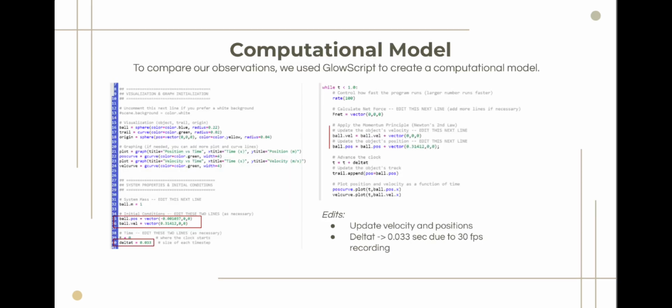To compare our observations, I then used GlowScript to create the computational model, and you can see the edits highlighted. I had to update the velocity and positions from the model code given, and you can see that box in red. We also had to update delta t, which was changed to 0.033 seconds due to the 30 frames per second of the recording. It is also important to note that the mass of the object will not play a role since the net force is equal to 0, so the mass will cancel out.